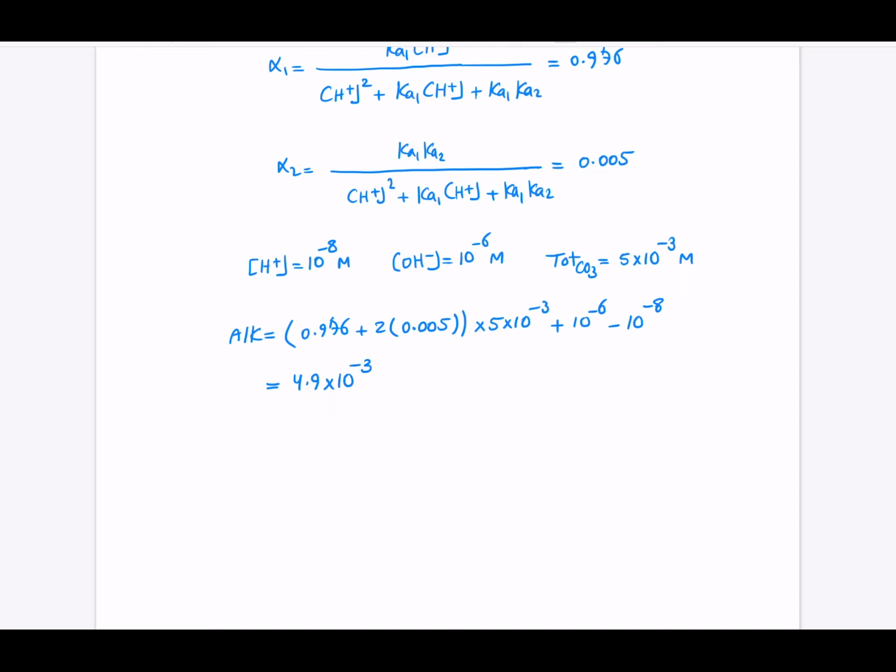Yep, that is correct. So 4.9 times 10 to the minus 3 equivalent per liter, or molar in this case, or 4.9 milliequivalent, or 4.9 millimolar. So if you have this sample of water, if you add 4.9 millimolar of acid, then the pH would be 4.5.